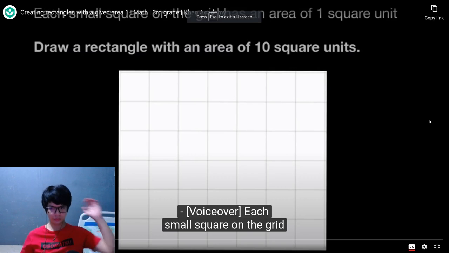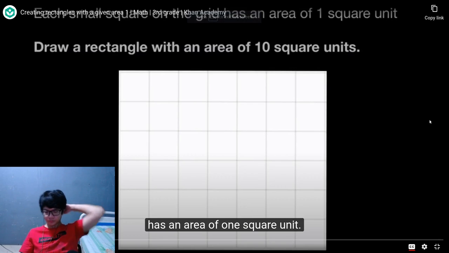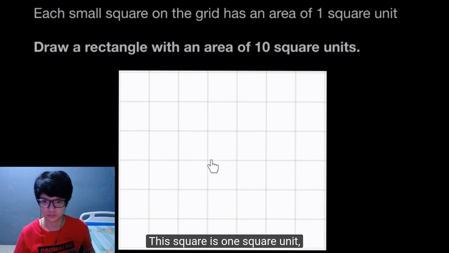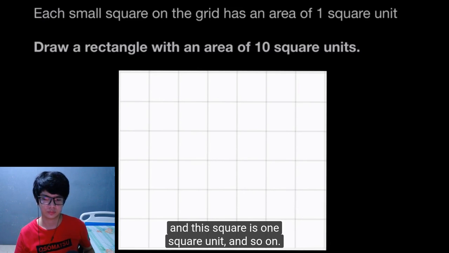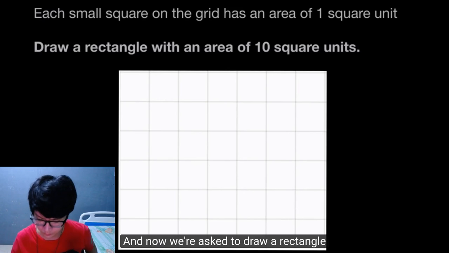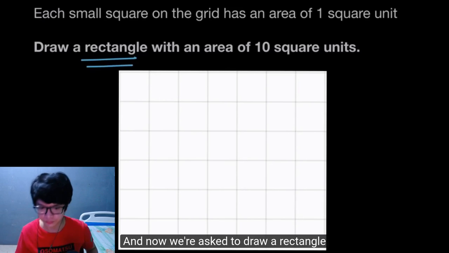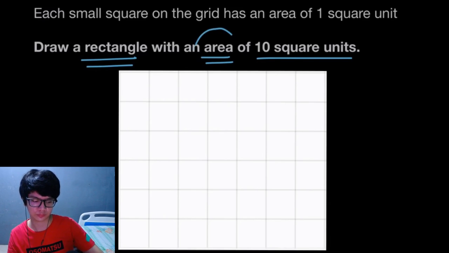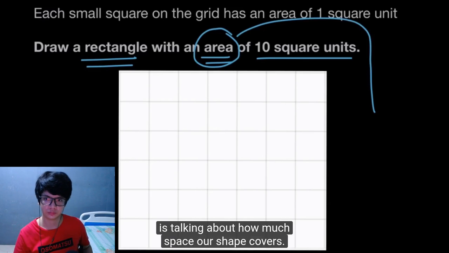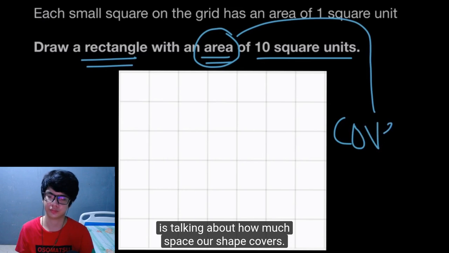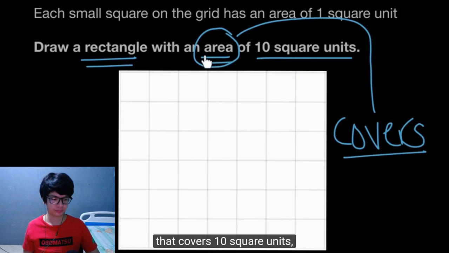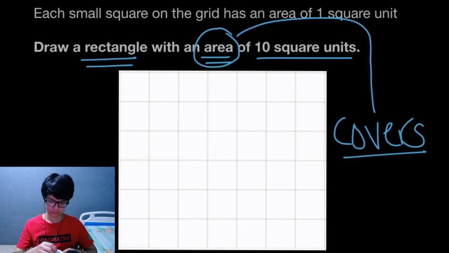Each small square on the grid has an area of 1 square unit. So each of these small squares is 1 square unit. This square is 1 square unit, and this square is 1 square unit, and so on. And now we're asked to draw a rectangle with an area of 10 square units. Well, this word area here is talking about how much space our shape covers. So our shape in this case is a rectangle. So we're being asked to draw a rectangle that covers 10 square units.